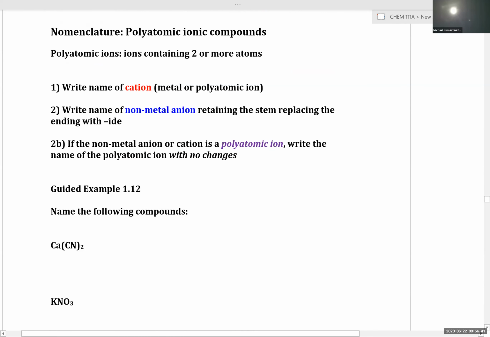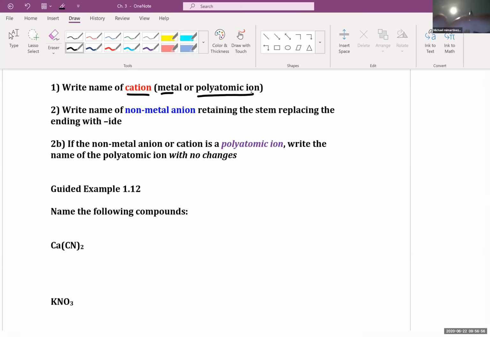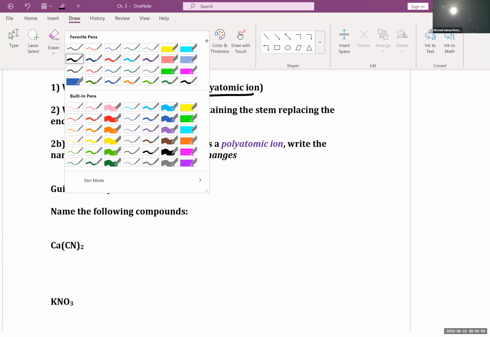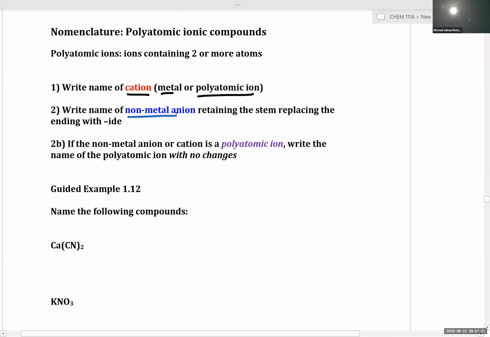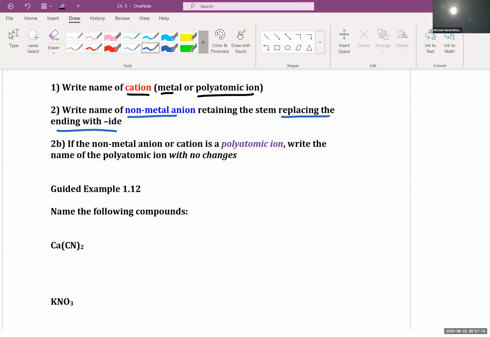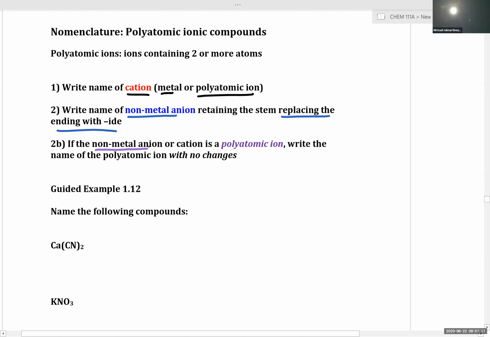Now, for polyatomic ion containing compounds, the nomenclature rules actually get a little bit simpler. First things first, we write the name of our cation, which is our metal or polyatomic ion. You just write the name exactly as you see it. Now, if you have a non-metal anion, you write the name and you replace the ending with IDE. This is for non-metal atomic anions.